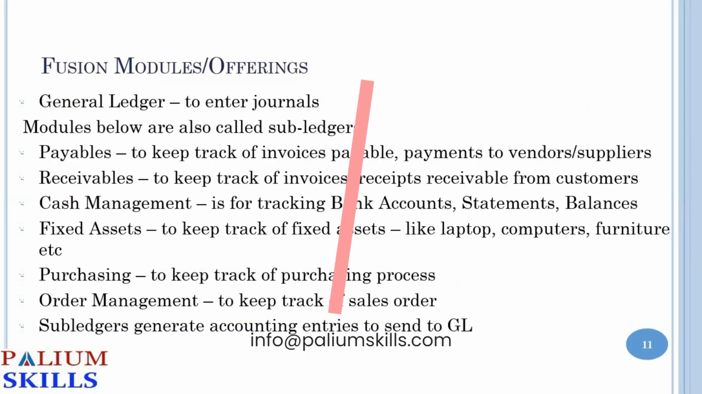Let's try to map all this in terms of the Fusion module. In the Fusion module, we have general ledger where we are going to enter the journals. All the journals, all the financial transactions will be recorded in general ledger. Then we have some modules which are known as subledgers. That is where the actual transactions take place.